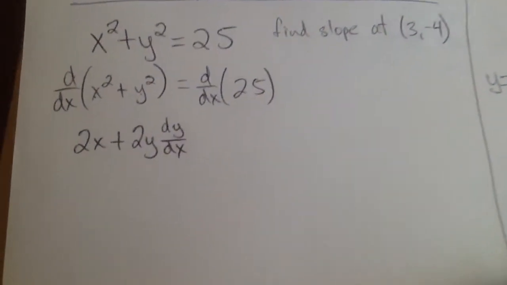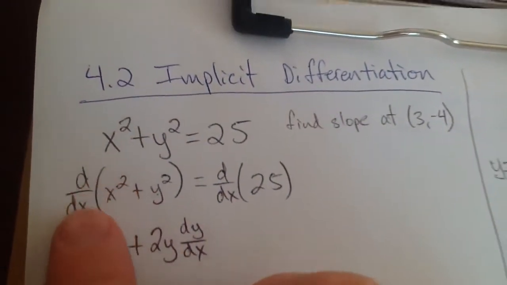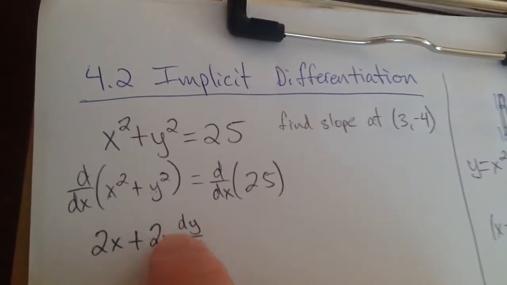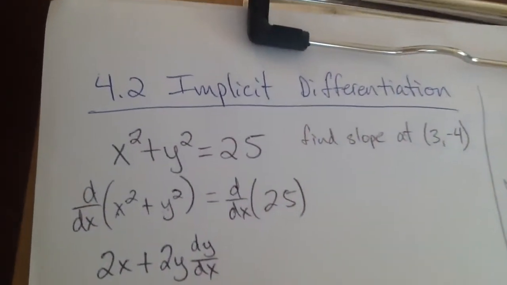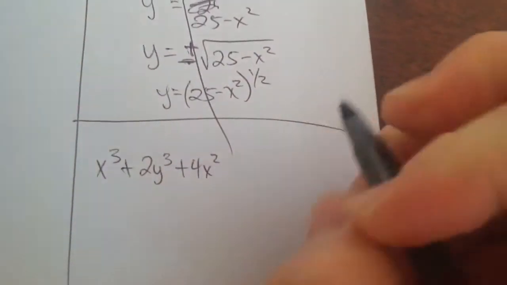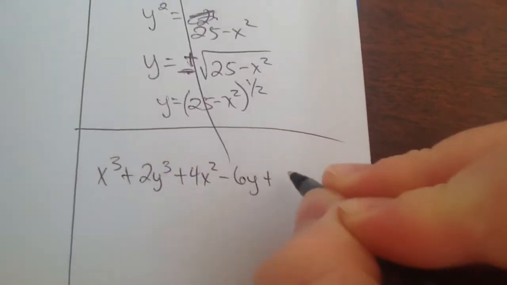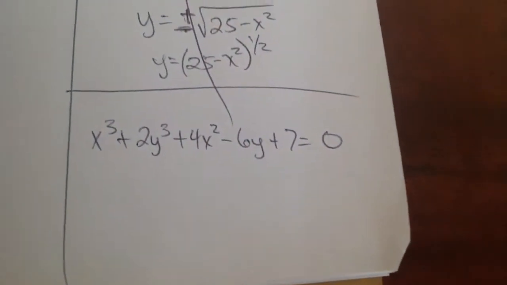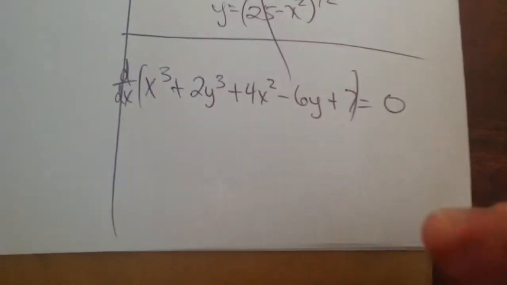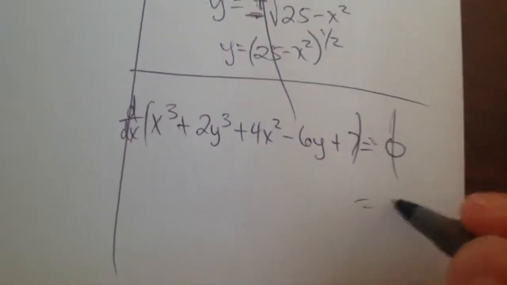Anytime you're doing a derivative with respect to x and you come across a y, you still do it the same way, but you just have to write dy dx next to it. For example, let's say I just had a big old string of stuff here, like x to the third plus 2y to the third plus 4x squared minus 6y plus 7 equals 0. And let's say I was doing the derivative with respect to x on both sides. Well, who cares about that side? That's just 0.